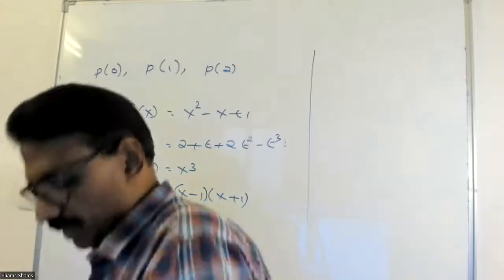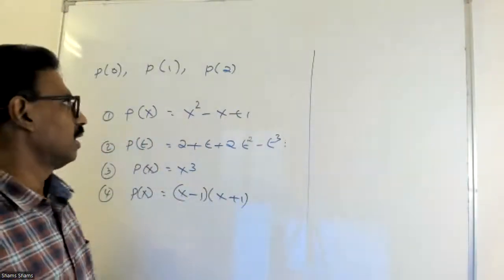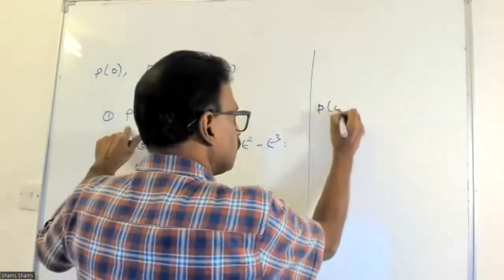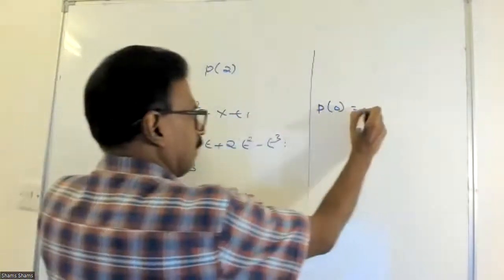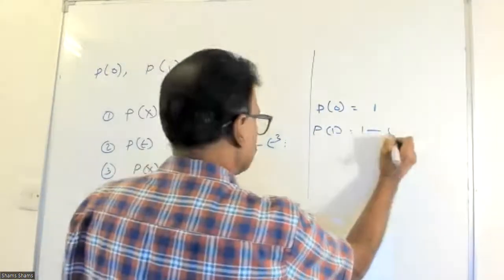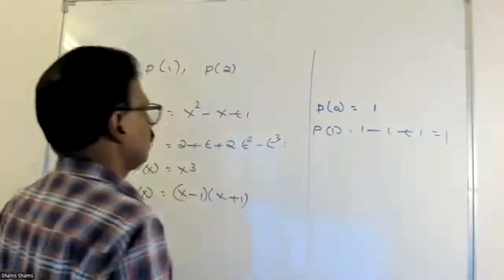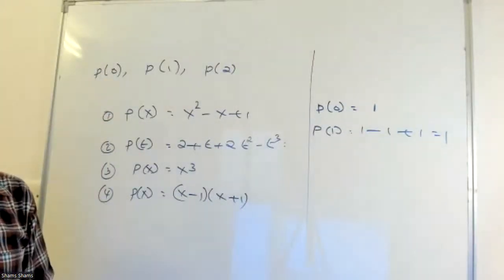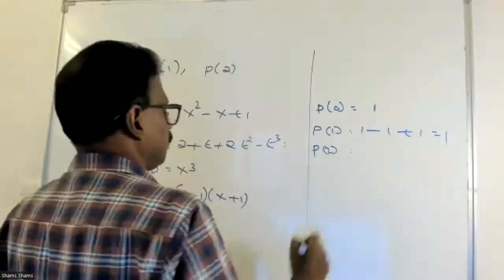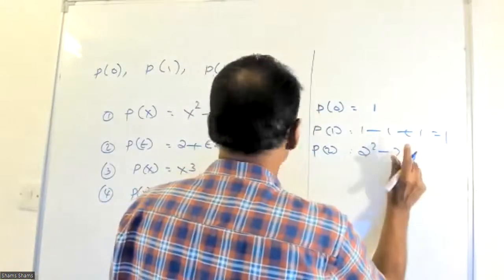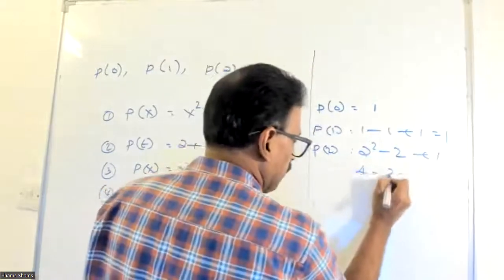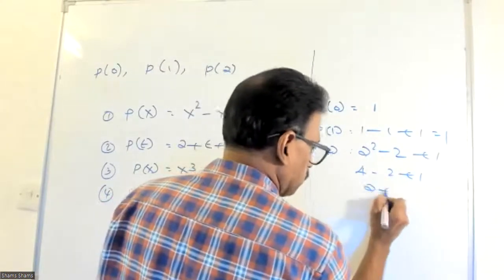Okay. So now listen out, everyone listen, don't start now. I'm doing one by one. Okay, here P of 0 is 1. Okay, P of 1, 1 minus 1 plus 1 equal to 1. Are you getting this all correct or not? Yes, sir. P of 2, 2 square minus 2 plus 1. 2 square is 4 minus 2 plus 1. 2 plus 1 equal to 3.